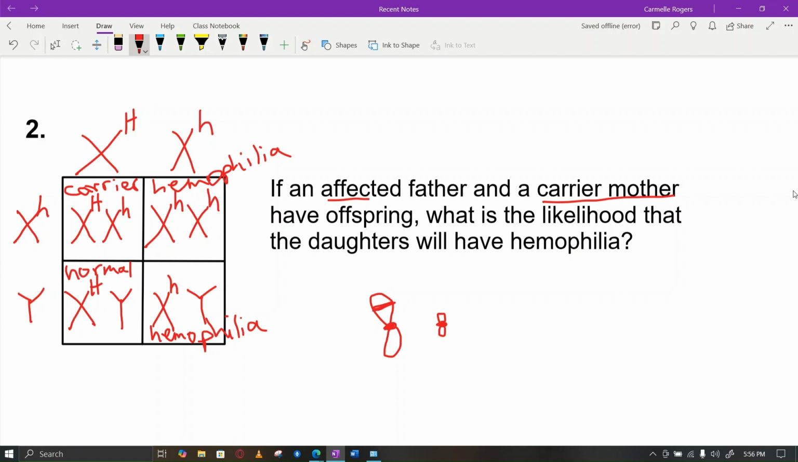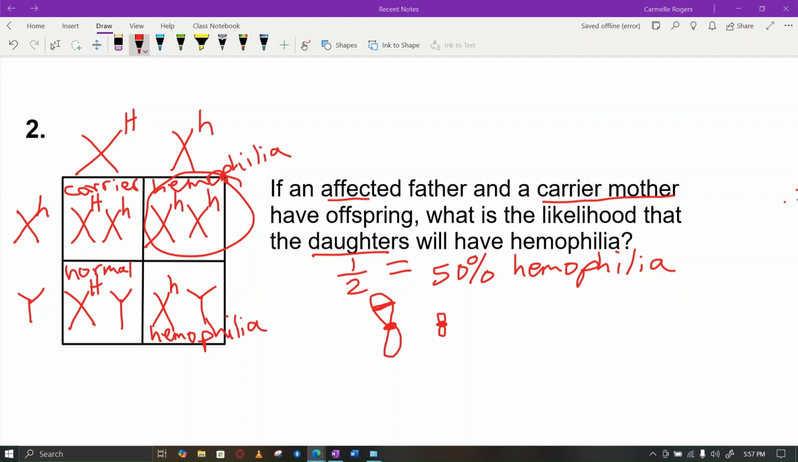Okay, let's look back at our question. If an affected father with the carrier mother have offspring, what is the likelihood that the daughters will have hemophilia? So this one just focuses on the daughters. 50% would have hemophilia. And the way that we calculate that, there are two daughters and one of the two, this one right here, has hemophilia. So that would be our 50%.